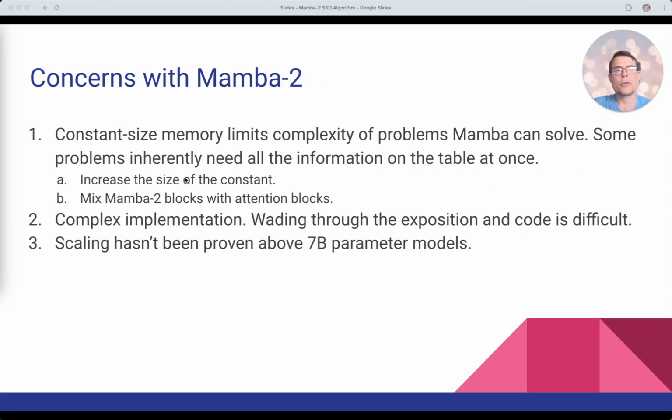All right, there are some concerns with this architecture though. The fact that you're using a constant size memory does limit a bit the expressiveness or the complexity of the problems that Mamba can solve. The paper walks through a bunch of different benchmarks, and Mamba is very capable, so most problems can be addressed by Mamba. But there are some problems that inherently require all the information on the table at once to solve. You can work around that a bit by increasing the size of your constant, because you're using a constant amount of memory. Maybe you could use a large constant amount of memory.